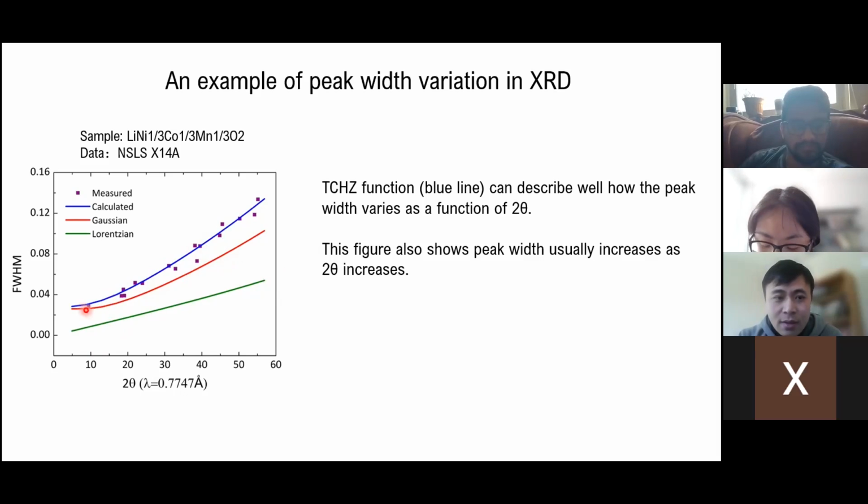And you see the Gaussian part has this kind of curved variation, but the Lorentzian part is simply linear, right? So the Lorentzian part has this kind of linear relationship between the peak width and the 2 theta, but the Gaussian part has this kind of curved feature.